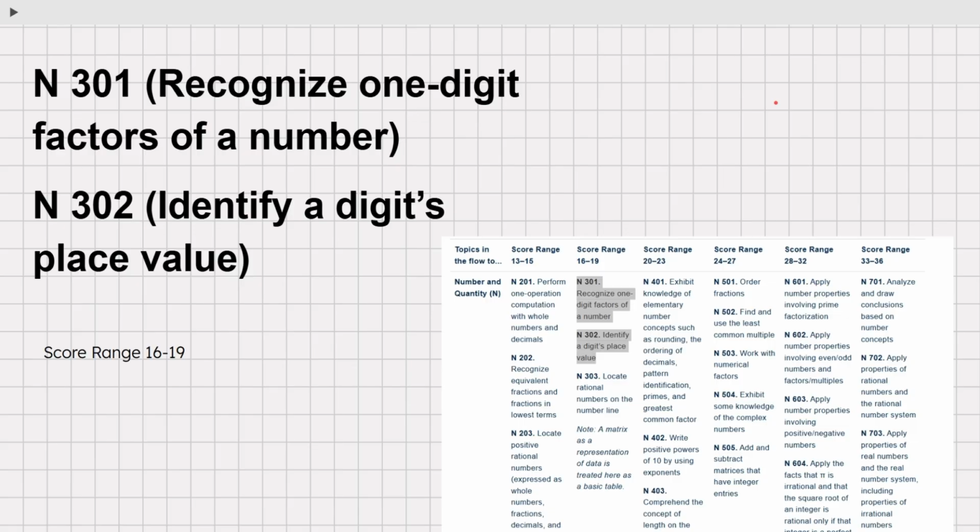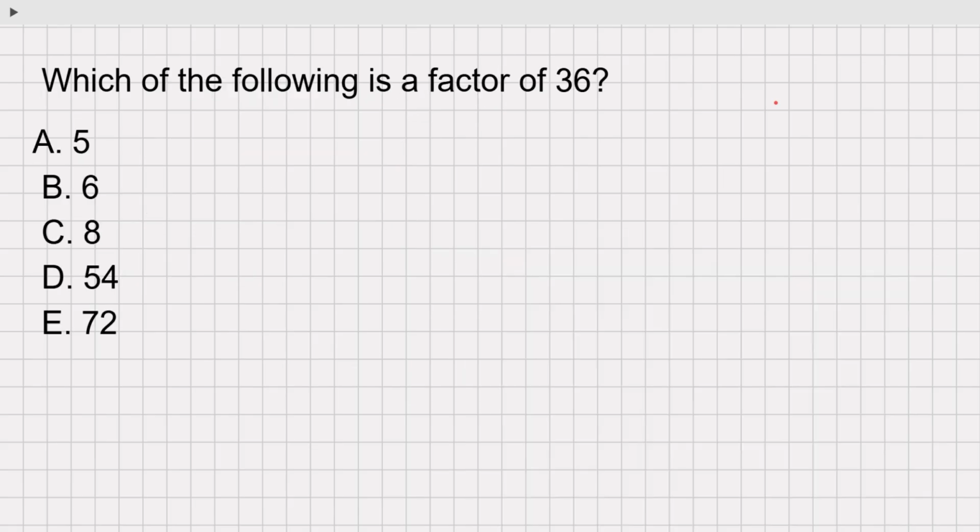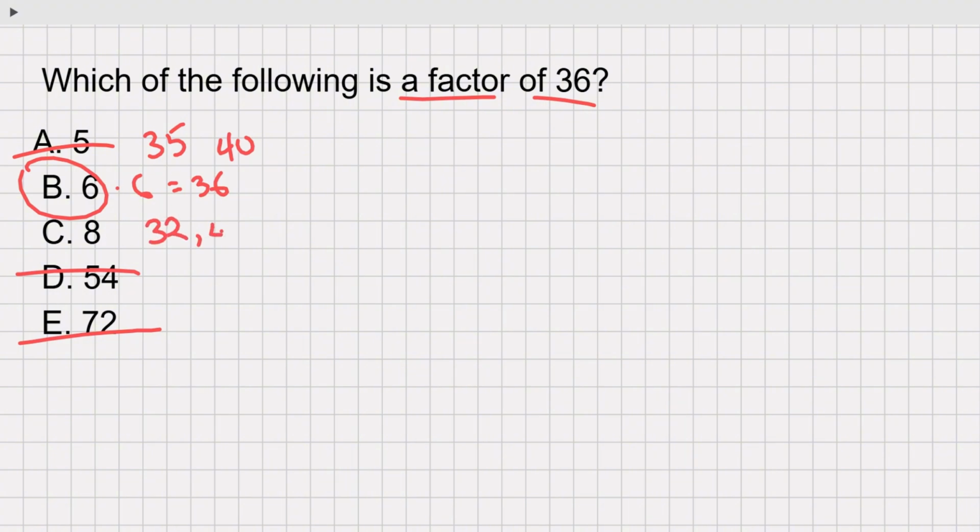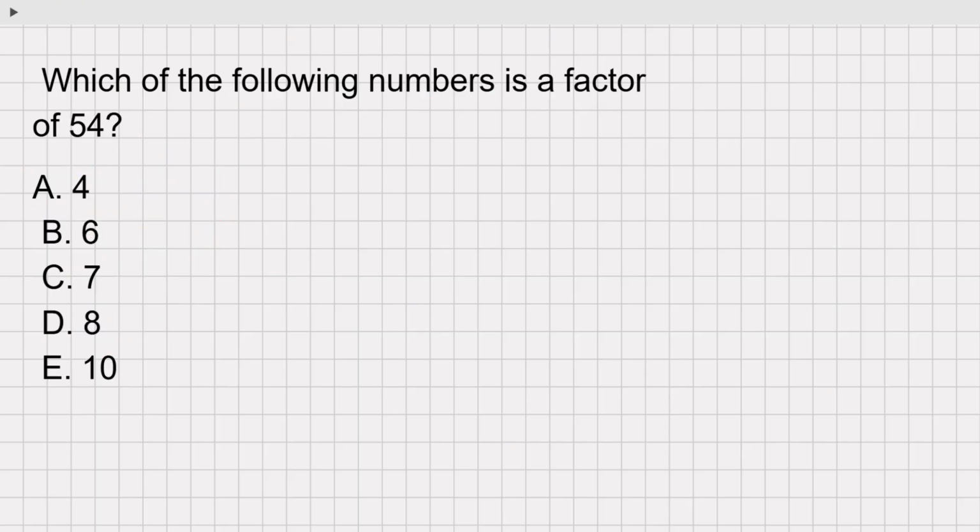Now, today our first question is which of the following is a factor of 36? Factors are things that multiply to get a number. So I know that 54 and 72 are both not it because 36, if anything, multiplies to get 54 and 72. So we're looking for something that multiplies to get 36. I know 5 won't. It'll multiply to get 35 and 40. 6 times 6 will give me 36, so I know that's the answer. But just to look at C, I know that 8 times 4 will give me 32, and 8 times 5 will give me 40. So I know that B, 6, is our answer.